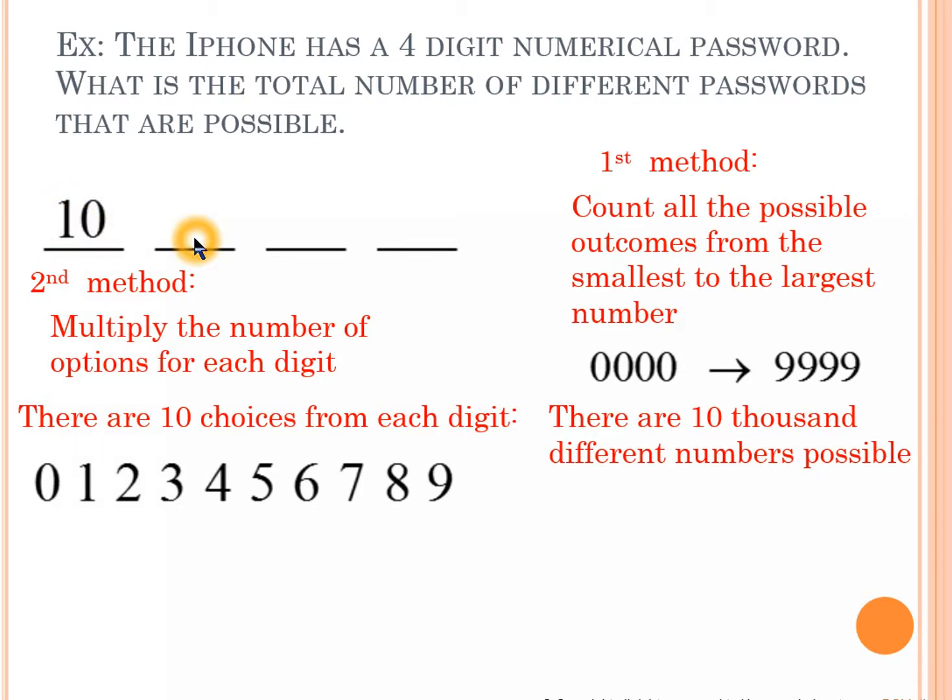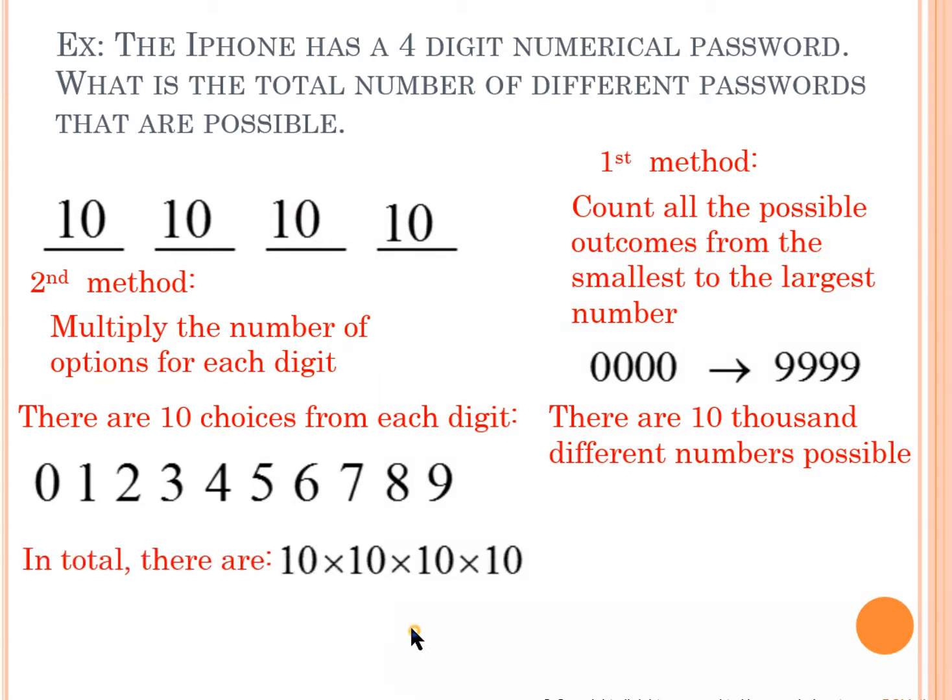For the second slot, you also have 10 choices. It could be a 0, 1, 2, 3, 4, all the way up to 9. So you have 10 choices for the second slot. That means you have 10 choices for the third slot, and 10 choices for the last slot. So if you take 10 times 10 times 10 times 10, you would get 10,000 different numbers.